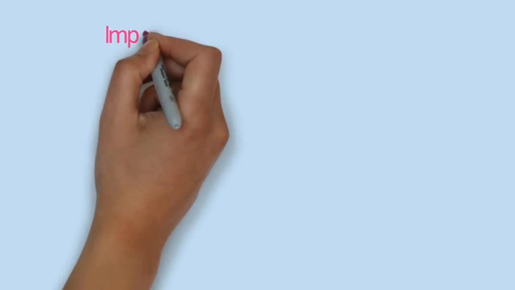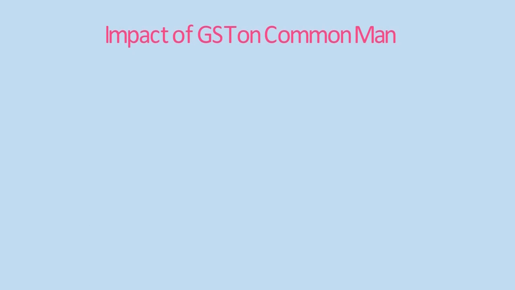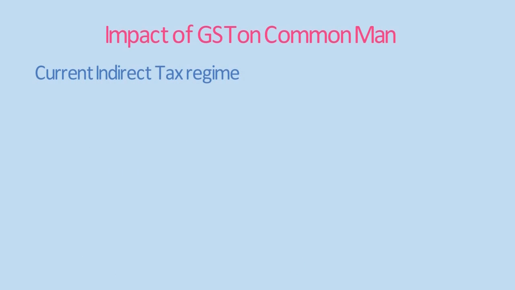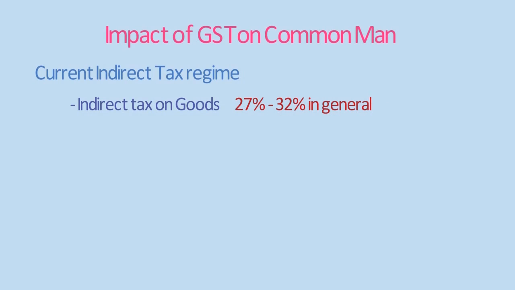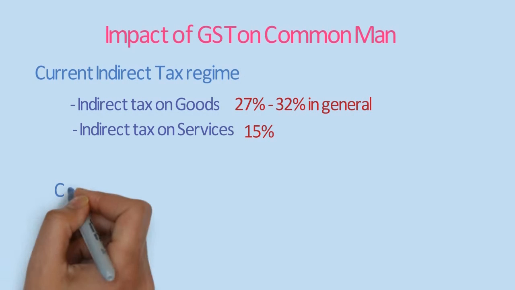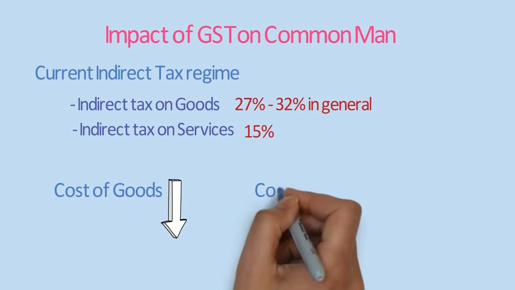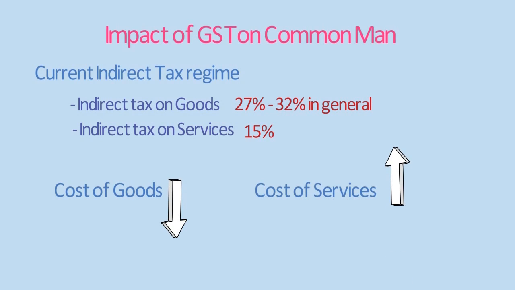Now let's have a look at how it is going to impact a common man. In the current non-GST regime, indirect taxes on goods are 27 to 32% of the cost of goods in general and about 15% of the cost of services. However, once GST comes into effect, the cost of goods is likely to come down while the cost of services will rise. But the overall tax burden on the consumer is likely to reduce in general.